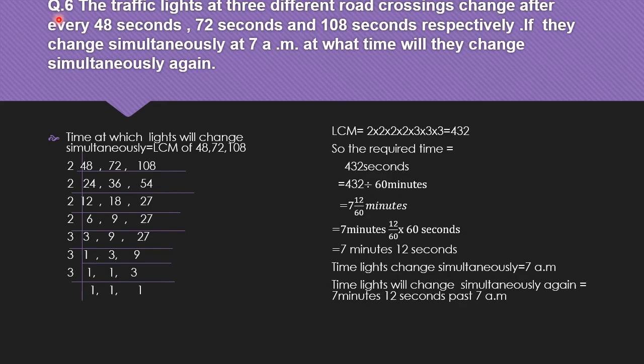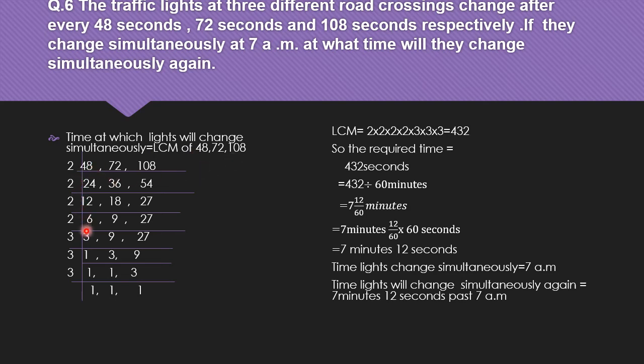The traffic lights at 3 different crossroads change after every 48 seconds, 72 seconds and 108 seconds respectively. If they change simultaneously at 7 am, at what time will they change simultaneously again? Simultaneously means at the same time. The time at which the lights will change simultaneously is equal to the LCM of 48, 72 and 108.